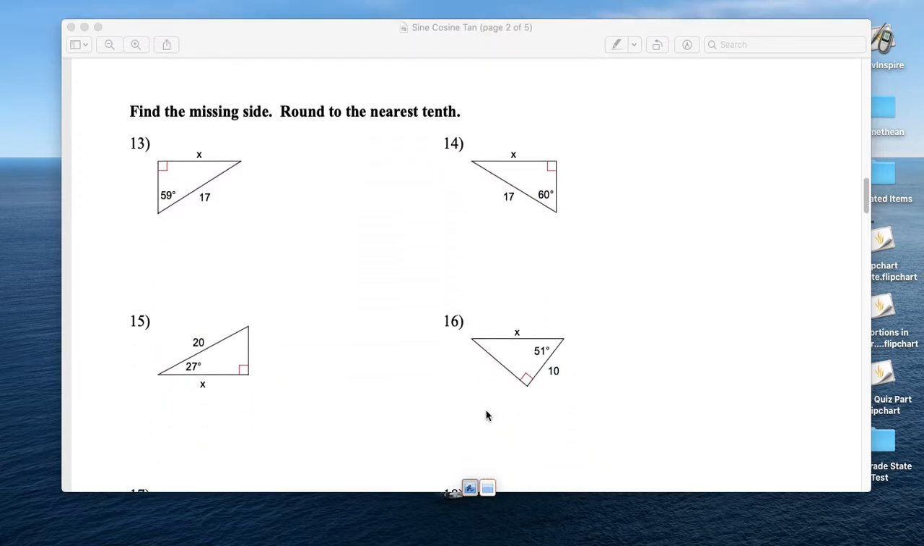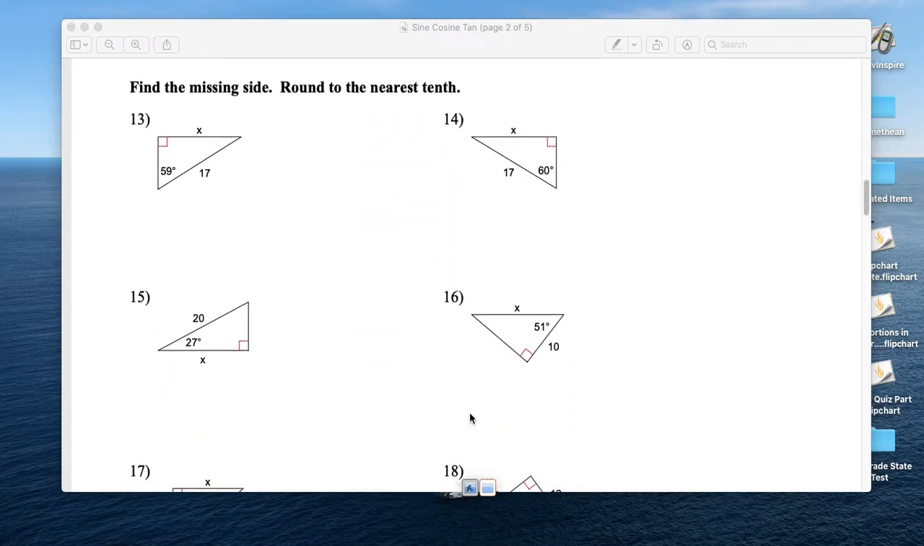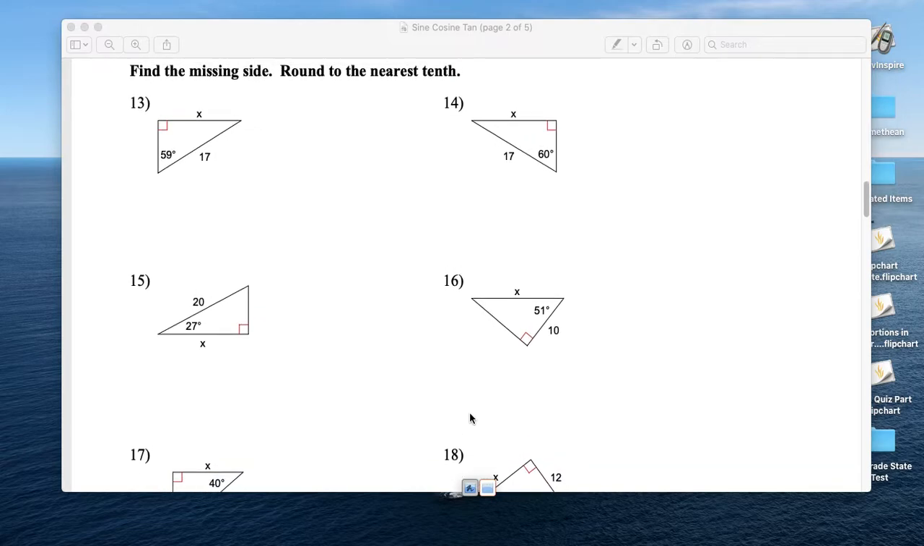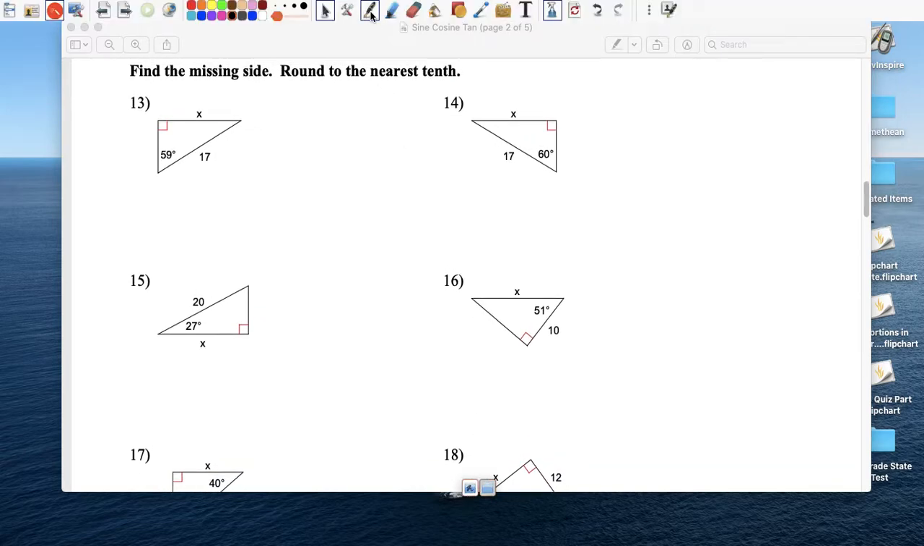Find the missing side. Okay, so we have to figure out which of the three trig functions we can use. This is where the utility comes from. For the angle 59, if you make an arrow from the angle to the opposite side, that makes it the opposite. So obviously this is the adjacent, and the hypotenuse is the longest side, opposite the 90-degree angle.